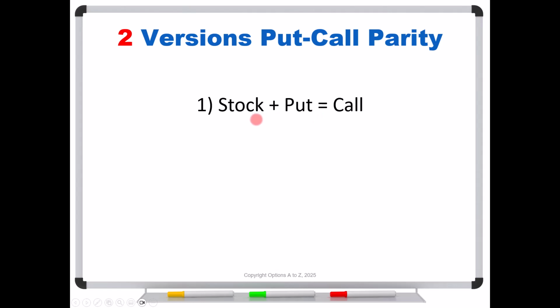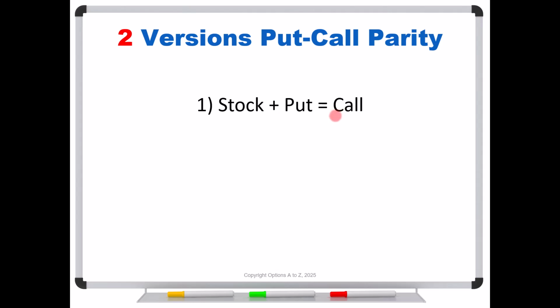But for a quick review, the first formula is stock plus put equals call. Of course, we can rearrange this in a lot of different ways, but this is a very basic one. So if we have a trader who is holding shares of stock and a put, the risk graphs would look exactly the same as somebody who's holding the call, assuming the call and the put have the same strike. So this is one put-call parity formula.